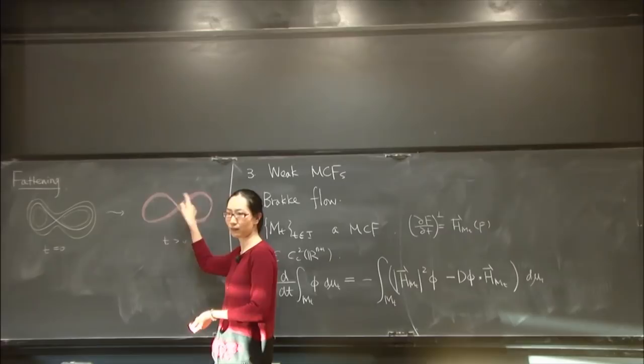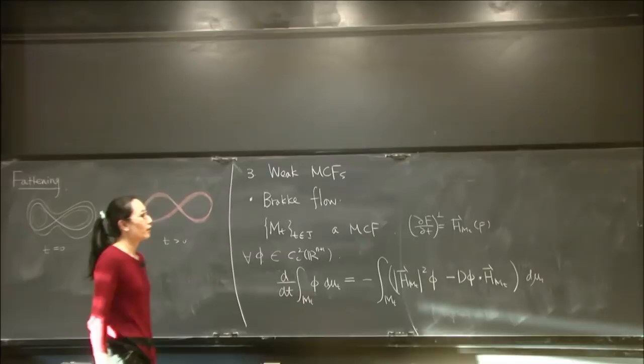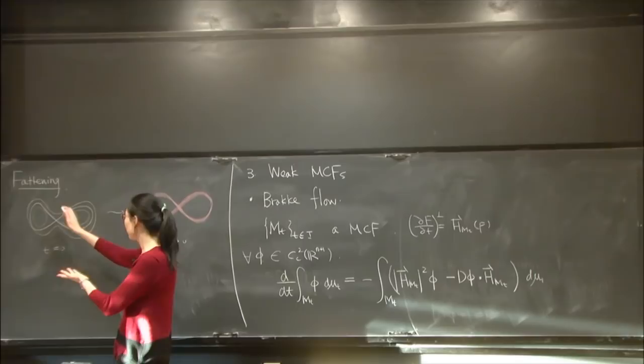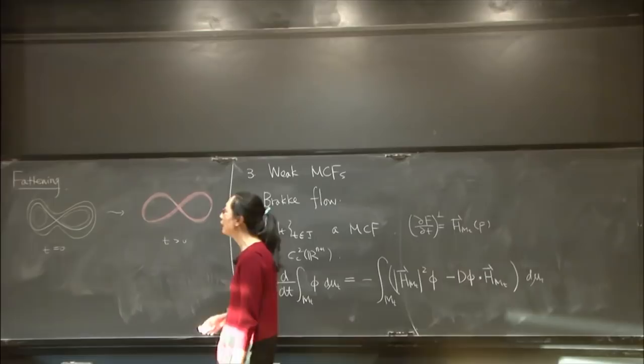Anyway, this kind of flattening phenomenon is basically the main disadvantage of this method. For this initial curve, though it's immersed, you can still talk about length, but for this one, you can't talk about length anymore. And it happens immediately for any positive time.